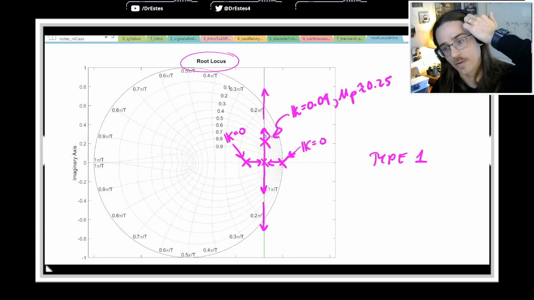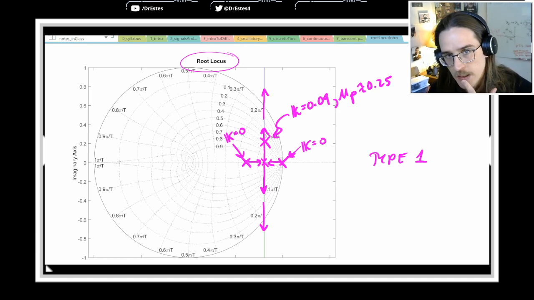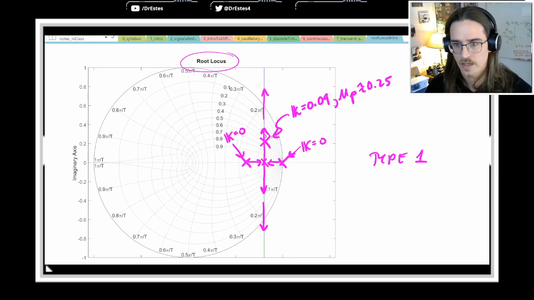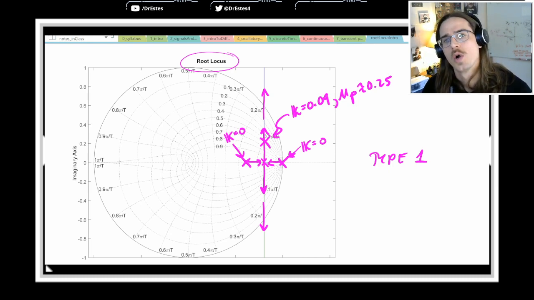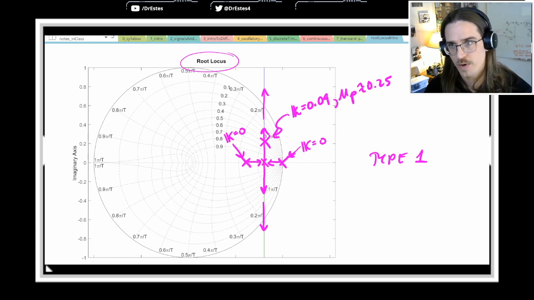And remember, we made a table in class. If you're only a type 1 system, you have infinite steady state error when tracking a ramp reference. You can't do it with a type 1. With a type 2, or wait, no, if you have type 1, you don't have infinite error. If you're type 1, you have some finite error. If you're type 0, you have infinite error for a ramp. So in your homework, pay attention to what system type you have. Is it type 1? Is it type 0?